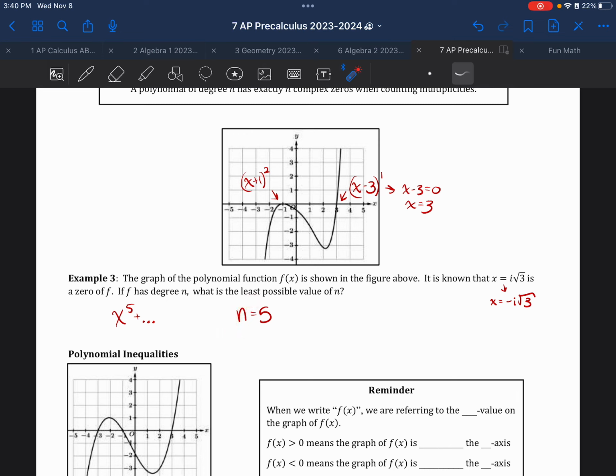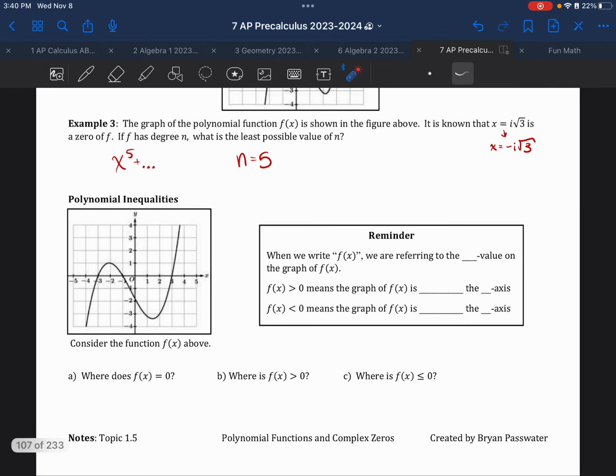All right, so let's move on to polynomial inequalities. Let's do the reminder here. When we write f of x, we are referring to the y value. So f of x and y value are kind of one and the same thing, right? On the graph of f of x.